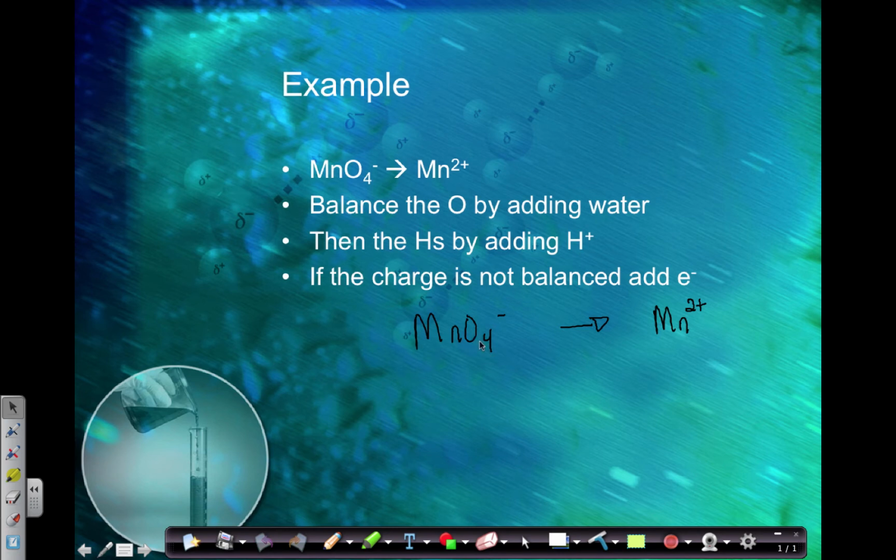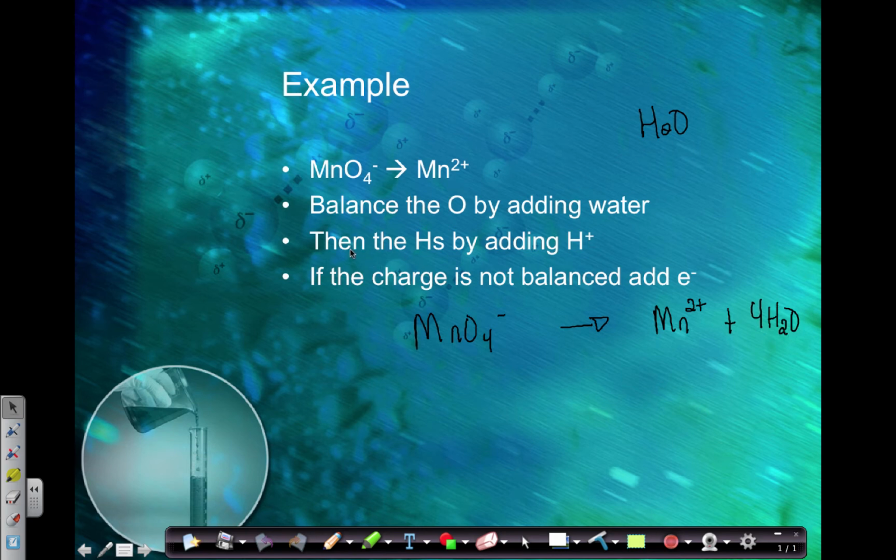So you've got 4 oxygens on this side. So water, remember, is H2O. You would need 4 of these to get 4 oxygens. So I'm going to add 4 waters here. So now I have 4 oxygens on this side, and I also have 4 oxygens on this side. But now I've introduced something else. I've introduced hydrogen into the reaction.